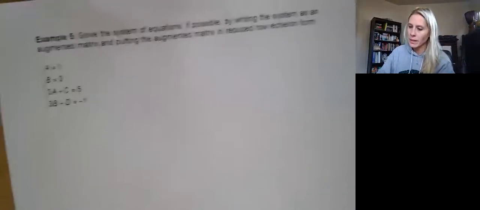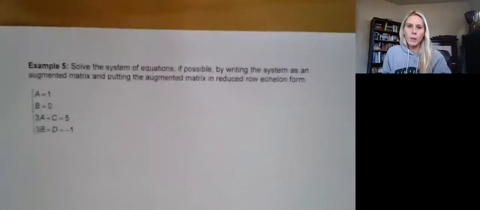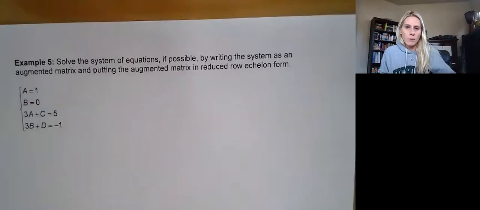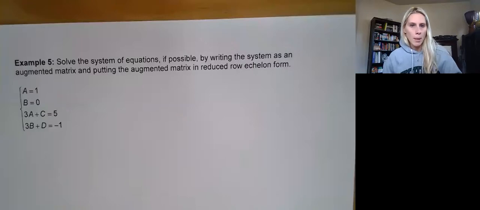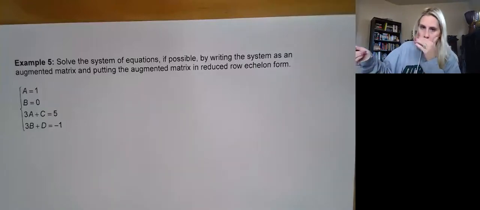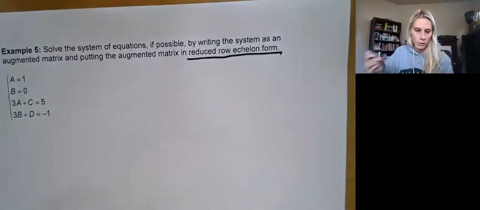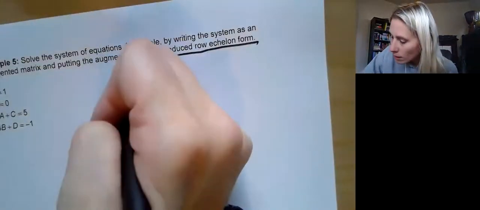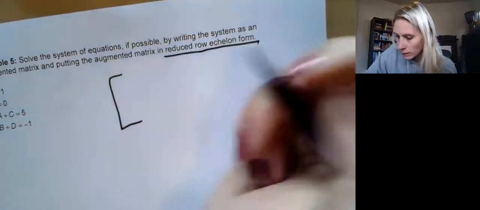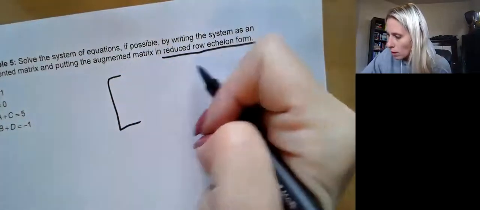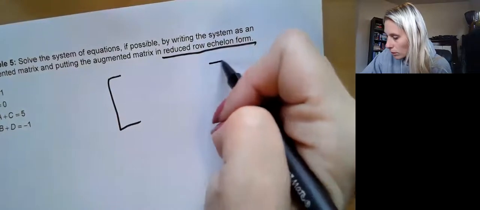One more. Okay. Solve the systems of equations, if possible, by writing the system as an augmented matrix and putting the augmented matrix in reduced echelon form. So you have to do both triangles, right? Okay. Of course, we're going to do this in alphabetical order. And as you can see, we have 4 by 4 there.